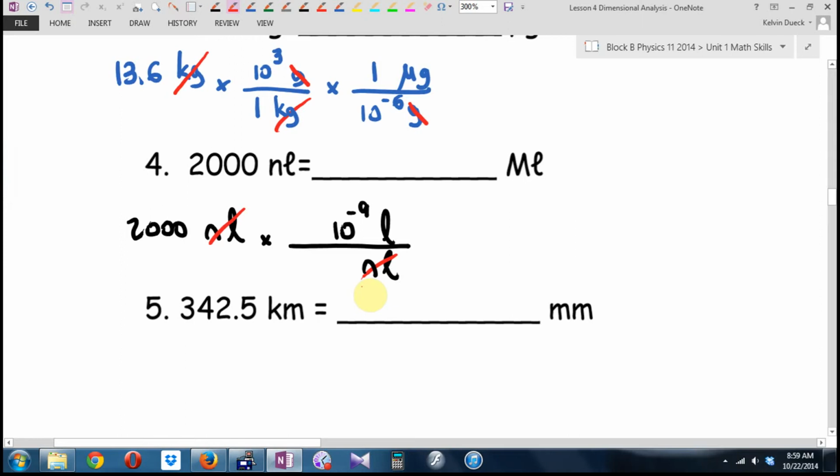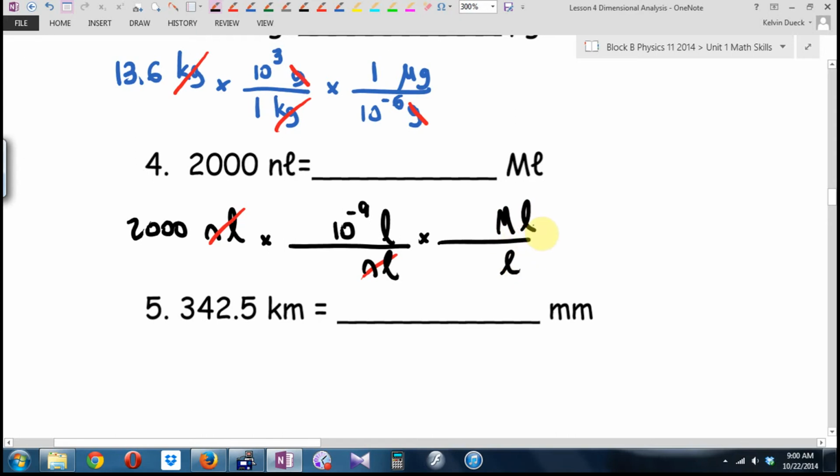But I'm not done. What do I want to end up with? What units do I want to end up in? Megaliters. What am I in right now? Liters. Where is that liters, on the top or on the bottom? Right now, on the top. Where am I going to put the liters in my next fraction to get it to cancel? On the bottom. And I'll put megaliters here.